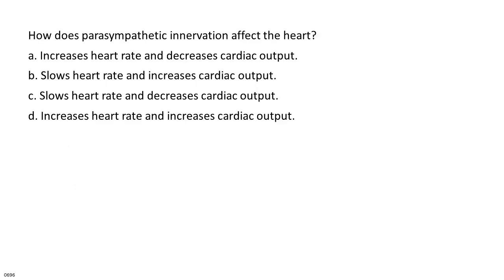How does parasympathetic innervation affect the heart? A. Increases heart rate and decreases cardiac output. B. Slows heart rate and increases cardiac output. C. Slows heart rate and decreases cardiac output. D. Increases heart rate and increases cardiac output.